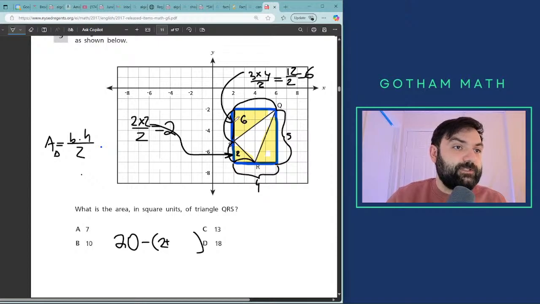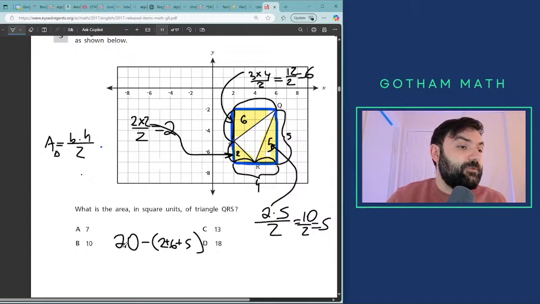This is area 6. Now this one is going to be base 2, height 5. So the area of this would be 2 times 5 over 2, which is 10 over 2, which is 5. So the area of this one is 5. So we have to do 20 minus 2 plus 6 plus 5, which is 13. 20 minus 13, 7. The answer is 1.